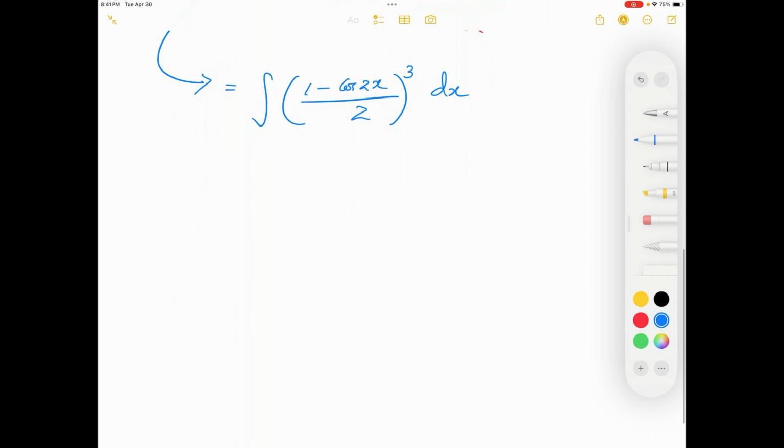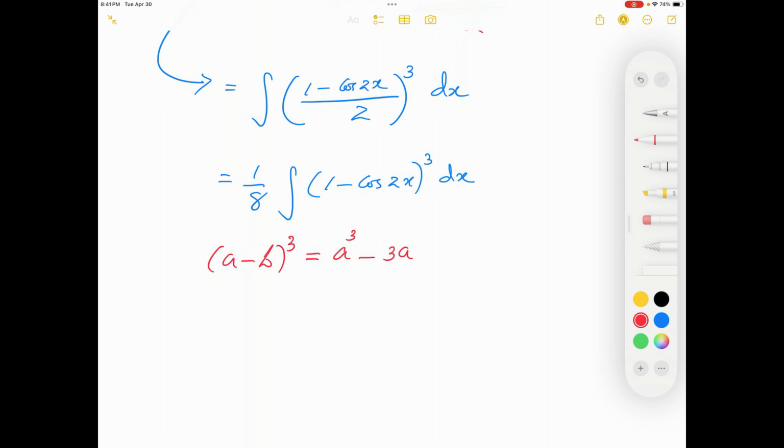Now I can do some simplifications. This 2 is raised to the 3rd power, which is equal to 8, and that 8 is in the denominator, which I can write outside of the integral as a 1/8. Integration of 1 minus cosine 2x, everything raised to the 3rd power dx. Alright, and then what? You can easily expand that if you remember how to expand a minus b raised to the 3rd power. A minus b raised to the 3rd power is equal to a cubed minus 3a squared b plus 3ab squared minus b cubed.